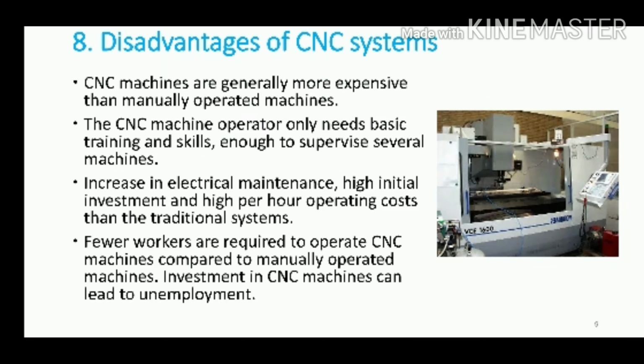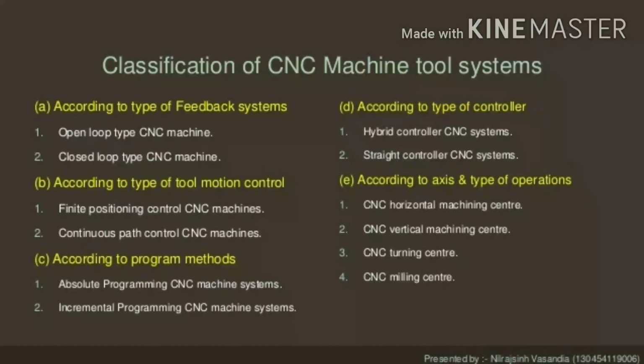The disadvantage of the CNC machine is that it is much costlier than a numerical control machine. It also increases electrical maintenance, high initial cost and operating cost. The operator of the CNC machine requires basic training, and a skilled operator is required. CNC machines are mainly classified into hardware and software CNC machines, as we discussed before, and all the classifications of the CNC machines are the same as those of the numerical control machines.